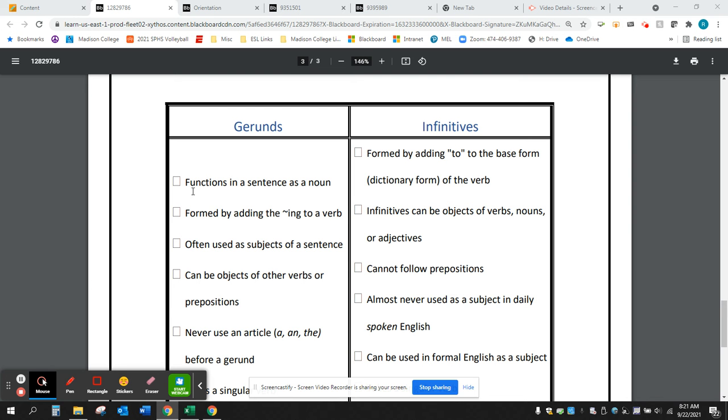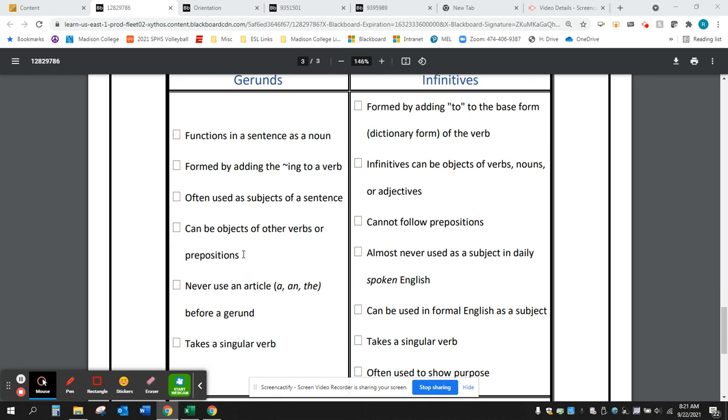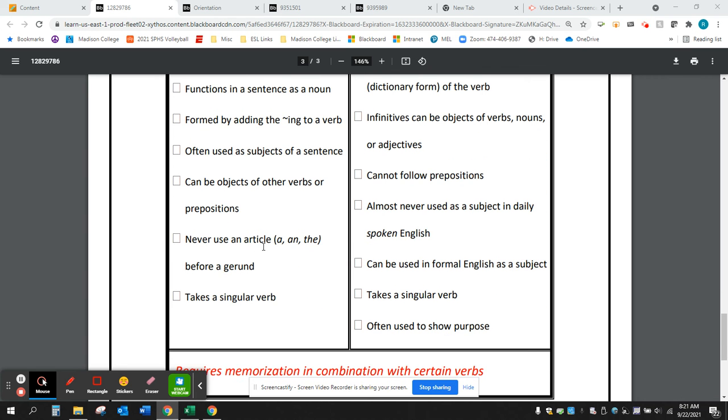So again, a gerund is an ing verb that functions like a noun. It is formed by adding the ing to a verb. Most often it is used as a subject in a sentence. It can also be used as the object of a verb or as a preposition. We never use an article, a, an, or the before a gerund, and it always takes a singular verb.